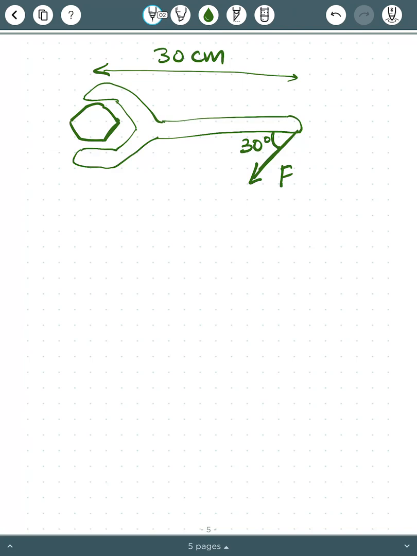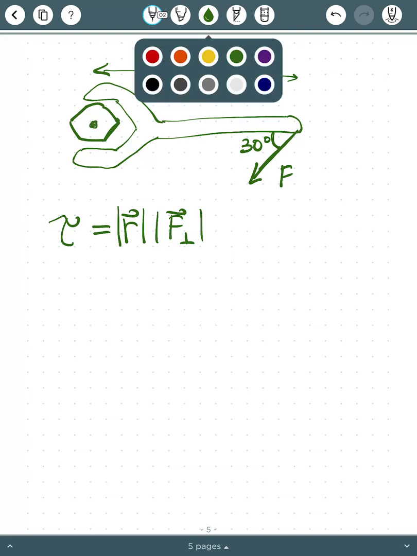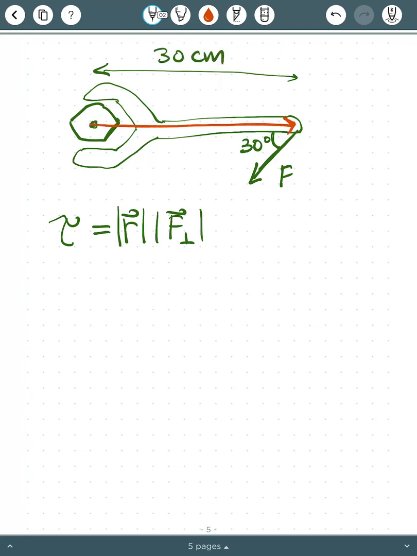Now, I want to find the torque. So my torque is R times the perpendicular component of my force. That's the component of my force perpendicular to R. So if I've got my R vector, I'll draw that in another color. We'll do that in orange. So my R is here. I want the component of force that's perpendicular to R. So let's do that in purple here. So this is my F perpendicular. Okay.